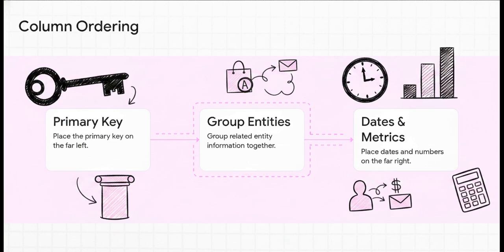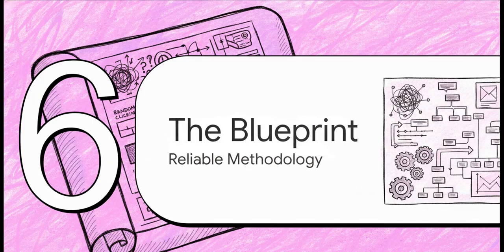To make navigating your final data an absolute breeze for whoever builds the dashboard, you should logically reorder your columns. Put the primary key on the far left. Strictly group your entities, so put product name right next to product category. And finally, leave your dates and your numerical measures, like price and amounts, tucked neatly away at the far right of the table. And finally, Section 6, the Power Query Blueprint.